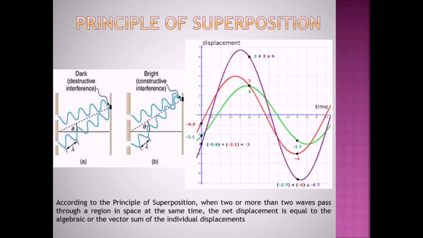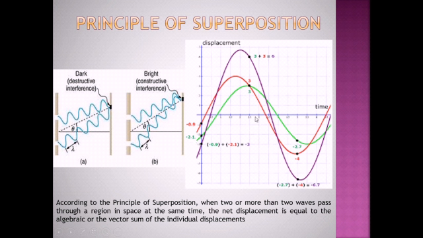Principle of superposition. According to the principle of superposition, when two or more than two waves pass through a region in space at the same time, the net displacement is equal to the algebraic or the vector sum of the individual displacements. So these two waves, red and green, their superposition will give rise to this resultant, this purple color.